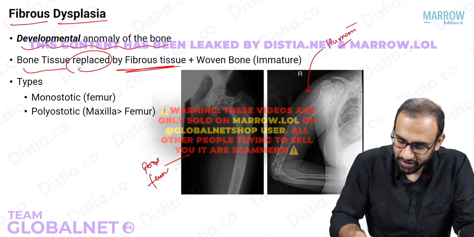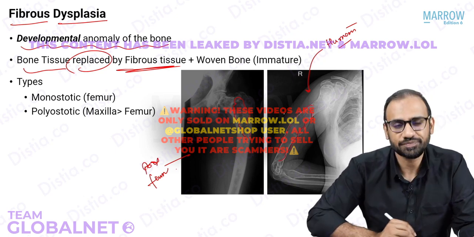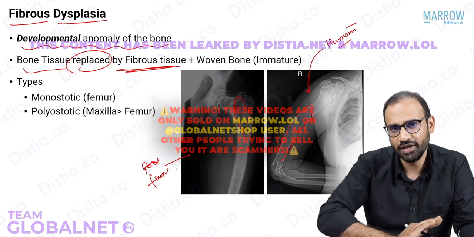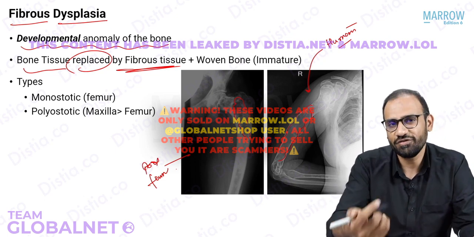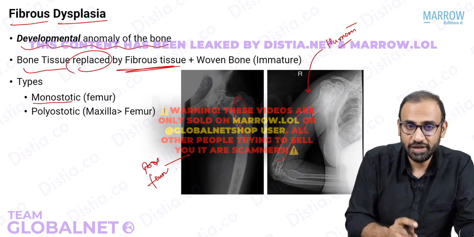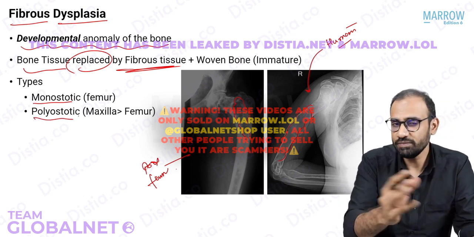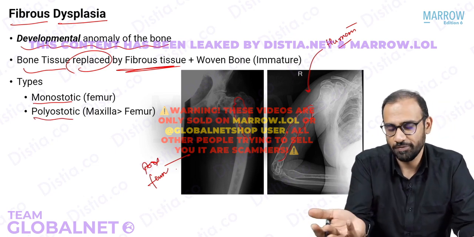What are you noticing here? There is lucencies here in the proximal femur and there is lucency throughout the humerus. So bone tissue is replaced by fibrous tissue. This is your fibrous dysplasia. There are two variants of this that are very important. Monoostotic means affecting one bone or one part of the bone. Polyostotic, multiple bones or multiple parts of the same bone.